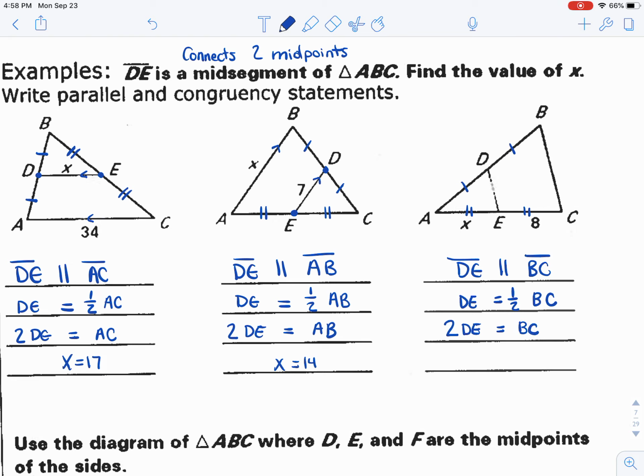And we know all this information, but what we're going to use to solve for x is simply the definition of a midsegment. If E is the midpoint, then it splits AC into two congruent pieces. All we have to ask ourselves is, what is x marked congruent to? Well, over here with 2 tick marks is 8. X is marked congruent to the segment with 2 tick marks. So x is 8 units long.